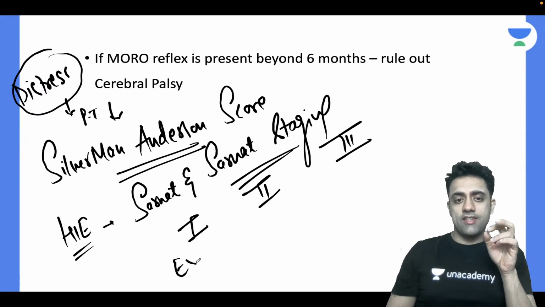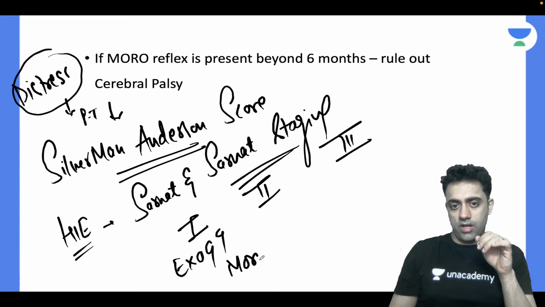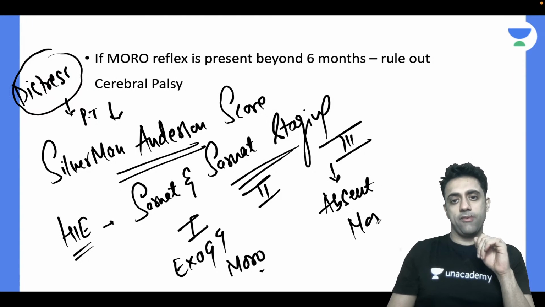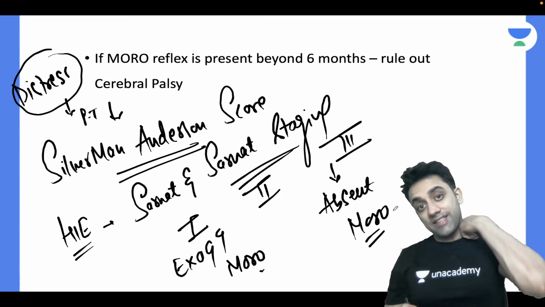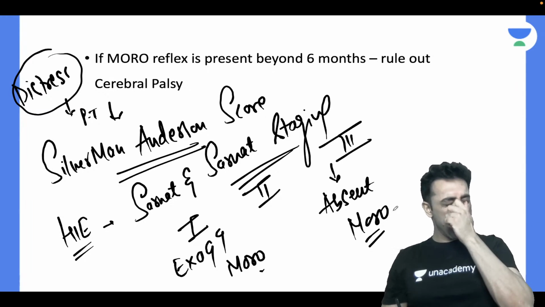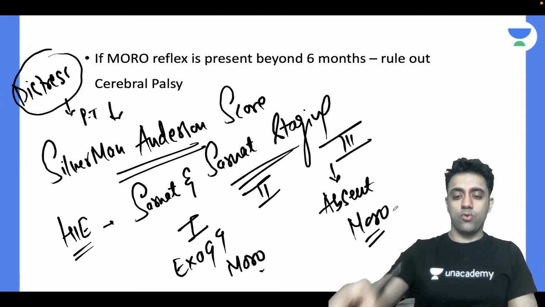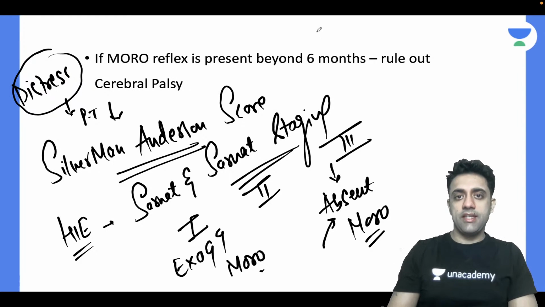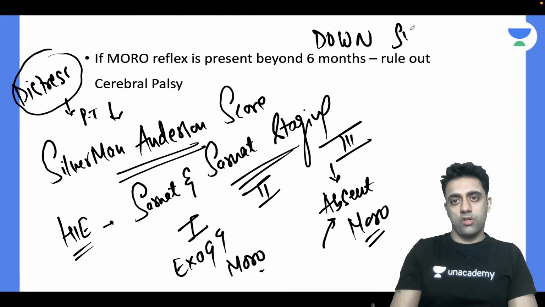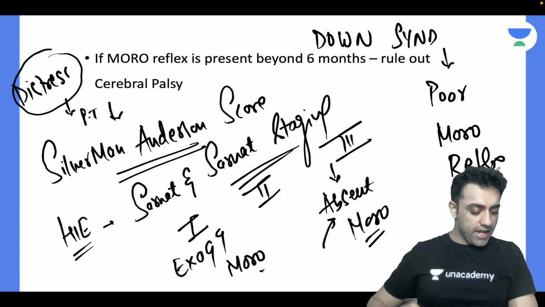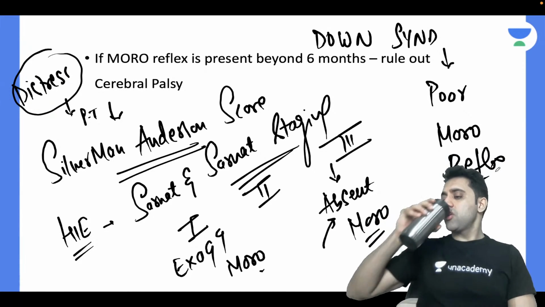Stage 1 will always have an exaggerated Moro, and stage 3 will have an absent Moro. Baby will be very down. So one of the causes of exaggerated Moro is stage 1 HIE and hypoglycemia. Absent Moro you see, number one, in stage 3 HIE and also in Down syndrome, where you see a very poor Moro reflex. Did everyone understand this much? Yes or no?